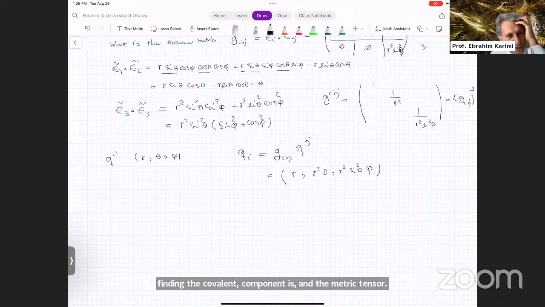One can use the metric tensor to do the calculation, as this is exactly what I'm doing here. Yes, you can use the metric tensor to do the calculation.